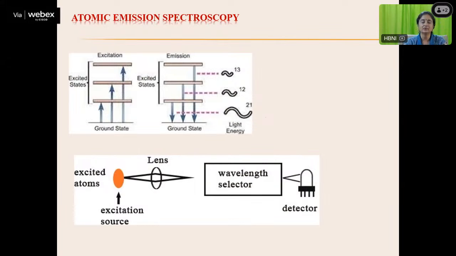Now atomic emission. Now let us see the emission. All these are all about absorption. Now let us go into the emission spectrometry. So now here you don't require a source.